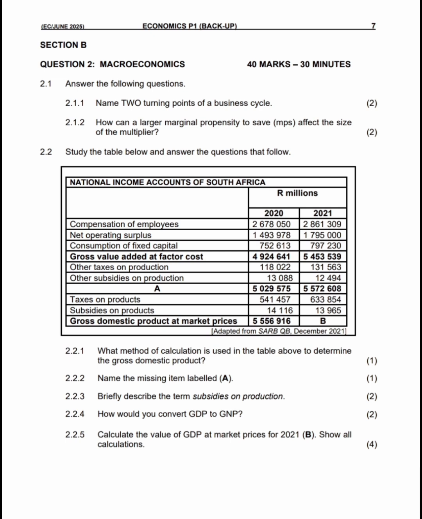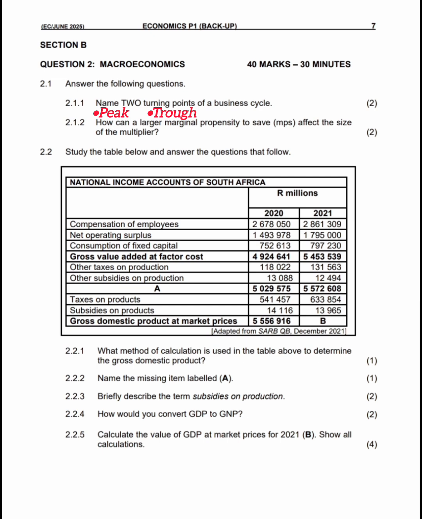2.1.1. Name two turning points of a business cycle, right? So our two turning points, we know that it is a peak and a trough. So those are our two turning points.